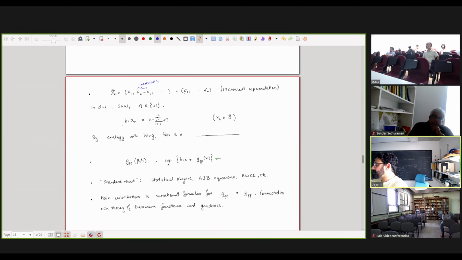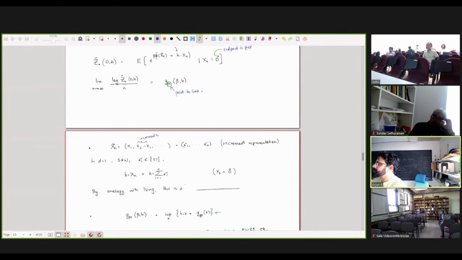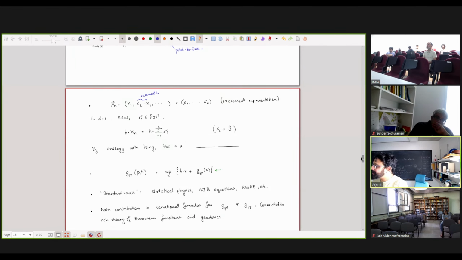Then this h dot x_n term above in this free energy is simply h dot the sum of the increments. And if you remember the Ising model, that looks exactly like the overall, or net, magnetization. Okay. So by analogy with Ising, I prefer to call this a field, an external field.